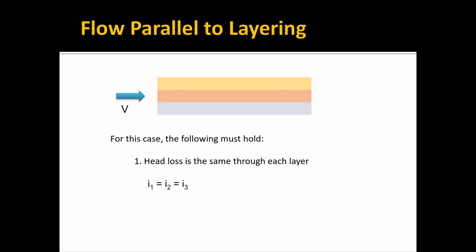Now, in order for water to flow, let's say from left to right through this layered system, there has to be a high head on the left and a lower head on the right. And that head difference is going to be felt in an identical fashion for each of these three layers. Since the head loss is the same in each layer and the length of flow from left to right is the same, then by definition the hydraulic gradient has to be the same. So that's why we write i1 equals i2 equals i3.